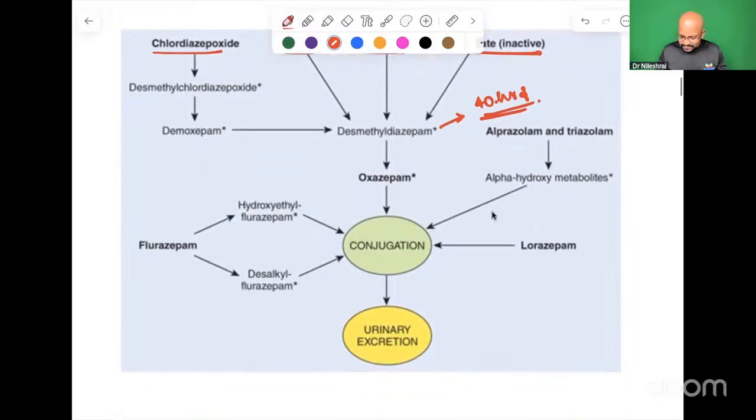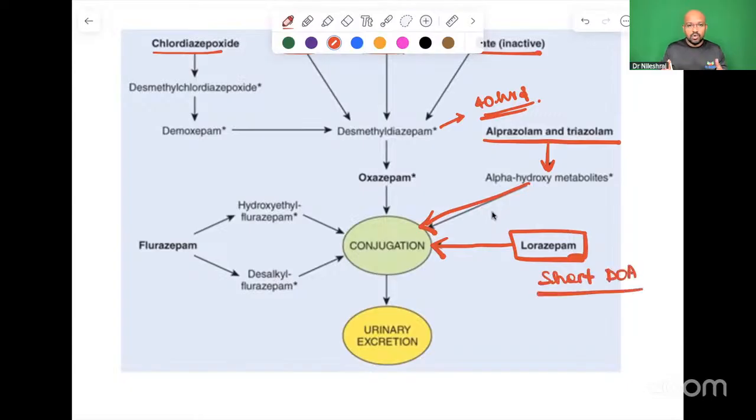But on the other hand, as we can see, alprazolam and triazolam will be metabolized to alpha hydroxy metabolites, which in turn will directly undergo glucuronide conjugation. Phase 2 metabolism will happen, thereby it is going to be excreted out. Whereas lorazepam has no alpha hydroxy metabolite. Directly it will be conjugated with glucuronide, thereby being converted to an inactive form. That's the reason why lorazepam has a shorter duration of action, because it will be quickly metabolized. There is no longer acting active metabolite for lorazepam.